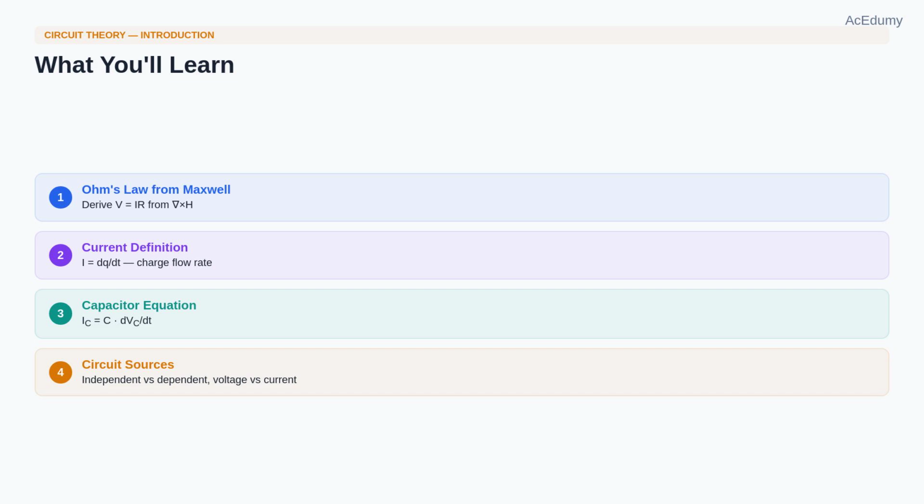Then we'll define current and the capacitor voltage-current relationship. Finally, we'll introduce the 4 types of circuit sources you'll encounter throughout this course. Let's begin with one of Maxwell's equations, the curl of H.